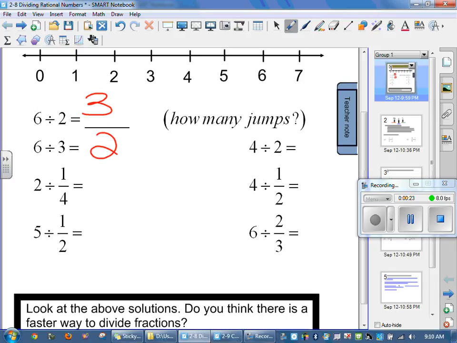6 divided by 3 should also then give us 2. Now if we don't have fractions, and we have one fraction, the other number's not a fraction, what do we have to do to the fraction? What do you think, Berkeley? You can put a 1 under the 2, make them both fractions for sure. But what are some other strategies you guys used to divide before?